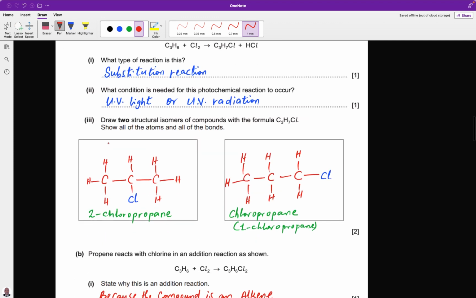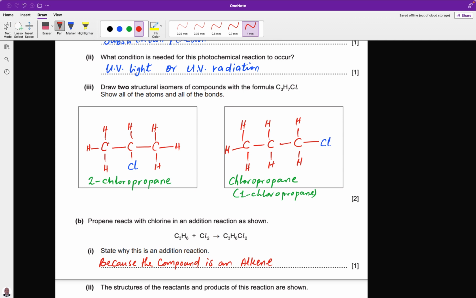Now, draw two structural isomers of compounds with the formula C3H7Cl. Of course, we have just 2 structural isomers, and they say show all the atoms and all of the bonds. So writing out the bonds clearly, we will have 2-chloropropane and 1-chloropropane. We are to use the IUPAC system of nomenclature. It will be 2-chloropropane and 1-chloropropane.